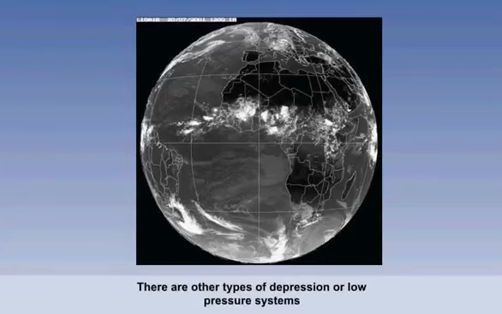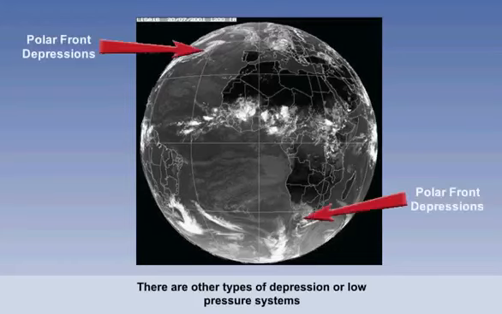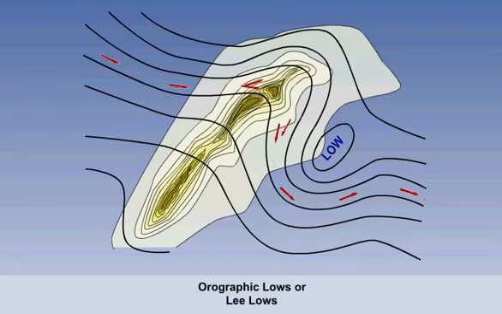The main type of low-pressure system or depression that affects the weather in temperate mid-latitudes are those that form in association with fronts. These are called frontal depressions. However, there are several other types of lows or depression that we shall consider throughout this lesson. Orographic or lee lows occasionally form, as the name suggests, to the lee of high ground.